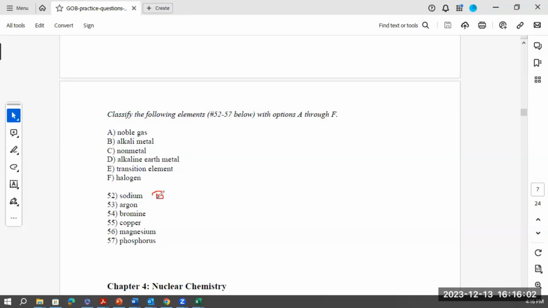Argon. You said noble. That is correct. Bromine. That's right. Halogen. Copper. Transition metal. That's right. Magnesium. Alkaline earth metal. That's right. Phosphorus. It's a non-metal. That's right.